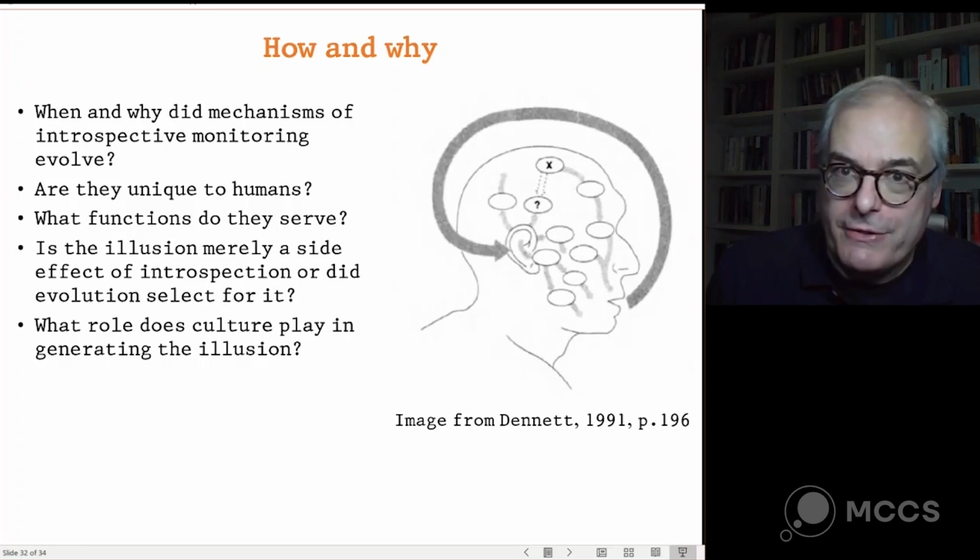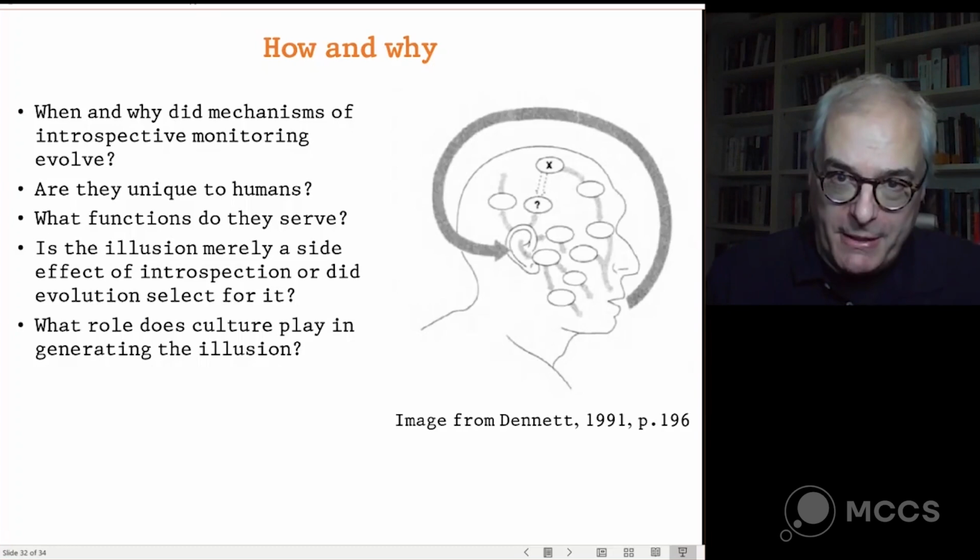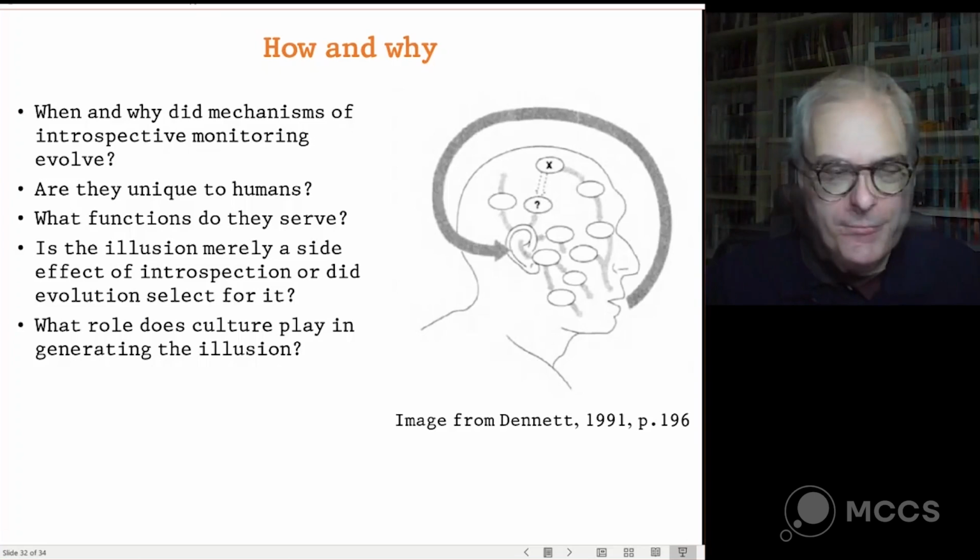And of course, this links to the question about cognitive penetrability. If culture can shape the way we conceptualize our inner lives, the way we interpret what introspection tells us, then this means that, to that extent, the illusion is cognitively penetrable. Okay, so the role of culture, that's one issue.